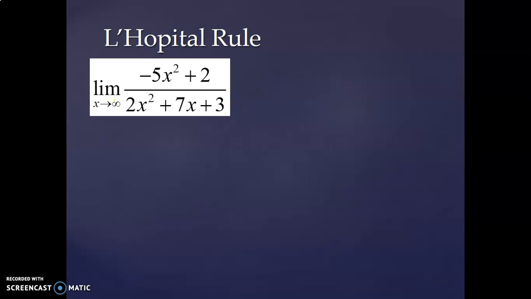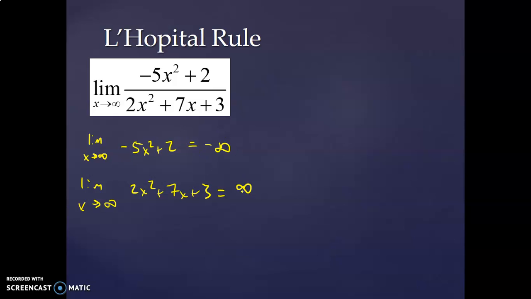So right off the bat, notice that instead of going to 0, we're going to infinity on this limit. So if I plug in infinity squared, that's going to be infinity, in this case negative infinity. Infinity squared plus infinity, that's also going to be infinity. Again, I don't want to write equals infinity over infinity. I want to write out the limit statement for the top and for the bottom. So the limit as x approaches infinity of negative 5x squared plus 2, that would equal negative infinity. The limit as x approaches infinity of 2x squared plus 7x plus 3, that would equal positive infinity.